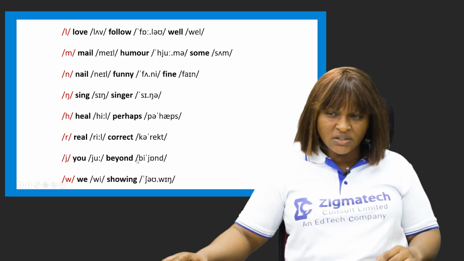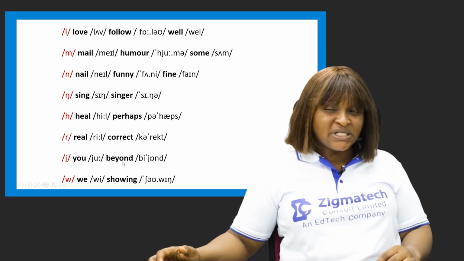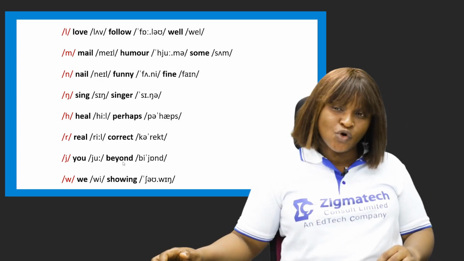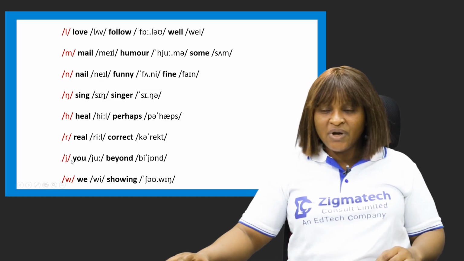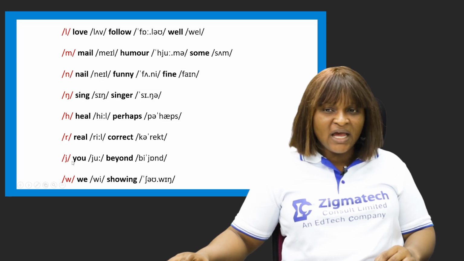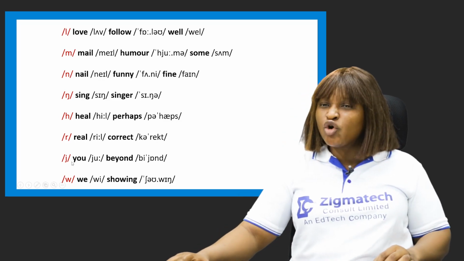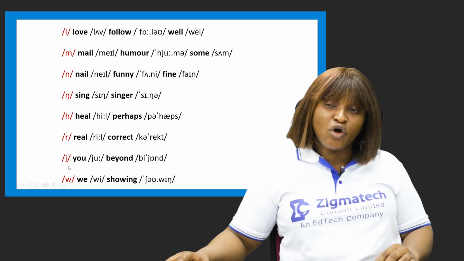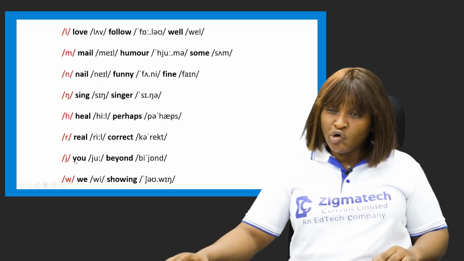U, beyond, U and beyond. Basically, where we have Y starting a word, it bears this Y sound. Wherever you have Y starting a word, it bears this Y sound. But where Y ends the word, it will become a vowel and not a consonant.